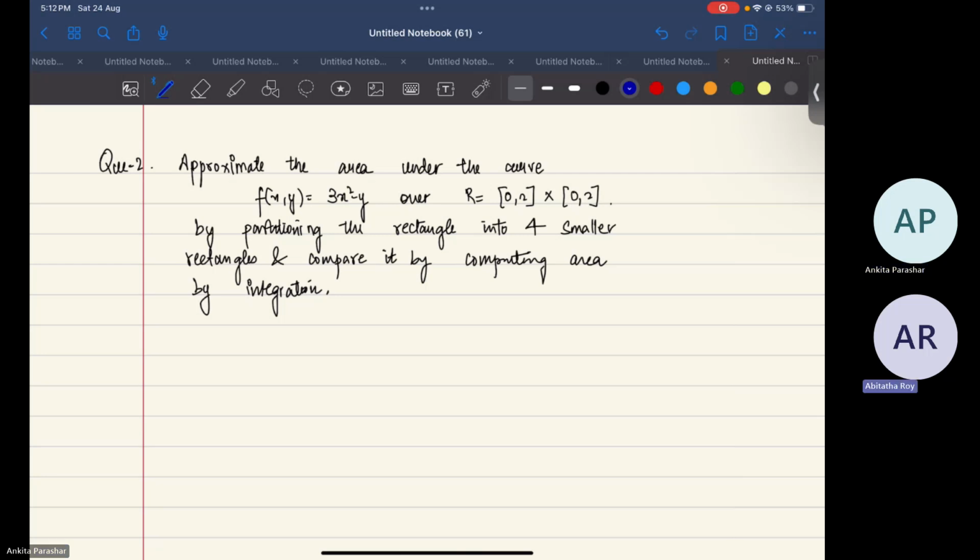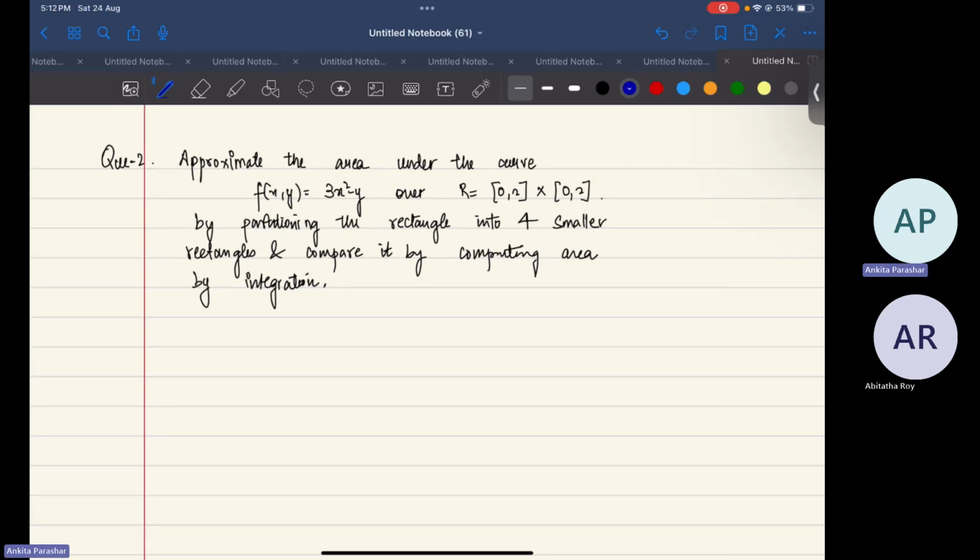If I try to approximate that area through a certain sum, I have to partition it. So what I have written is: approximate the area under the curve over the region, which is a rectangular region, in fact a square region, by partitioning the rectangle into four smaller rectangles, and compare it by computing the area by integration. Can you quickly compute the area, so that we have an answer to compare the approximation against? Can you compute that?